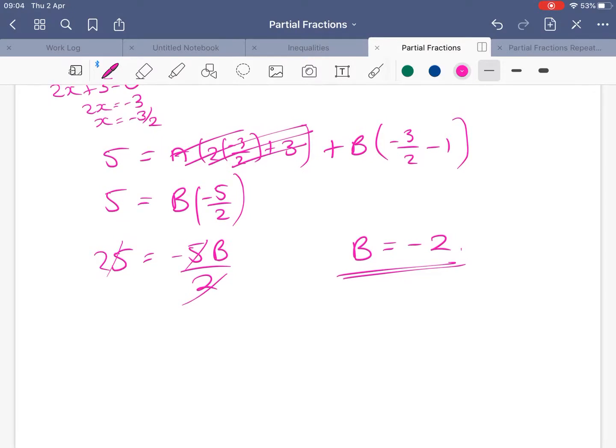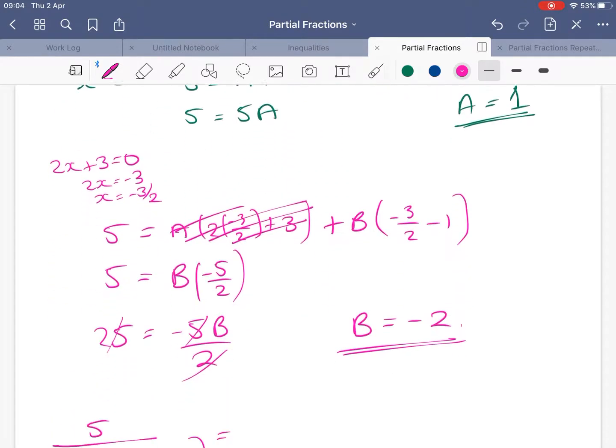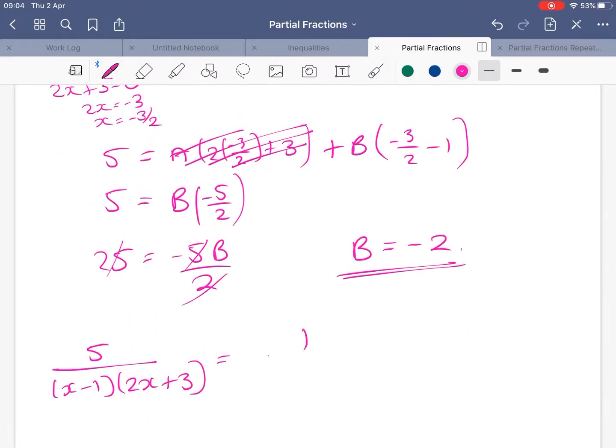So you should always write this final line down. Never leave it as just writing down what the a and the b is. So our final answer is 5 over (x minus 1) times (2x plus 3) is equal to, just make sure I get this the right way round, 1 over x minus 1. And I don't write add minus 2 over 2x plus 3, because we all know adding a negative is the same as taking away. So what we tend to write is take away 2 over 2x plus 3. Okay.